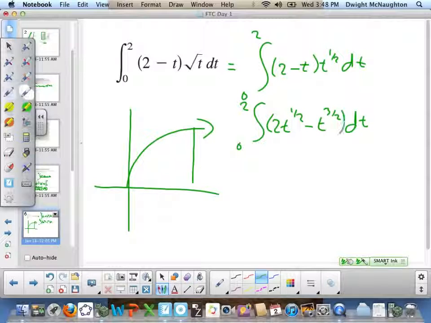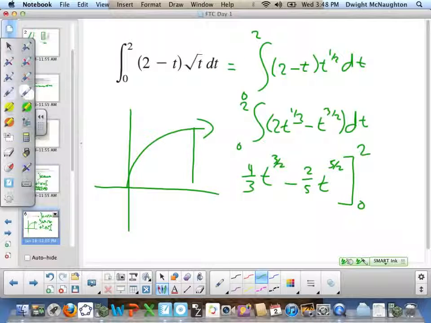Do our antiderivative. 1/2 becomes 3/2. Multiply by the reciprocal or divide by the fraction. We get 4/3 minus 3/2 becomes 5/2. Divide by the fraction or multiply by the reciprocal, from 0 to 2. Substitute in 2, substitute in 0, we get 4/3 times 2 to the 3/2 minus 2/5 times 2 to the 5/2.